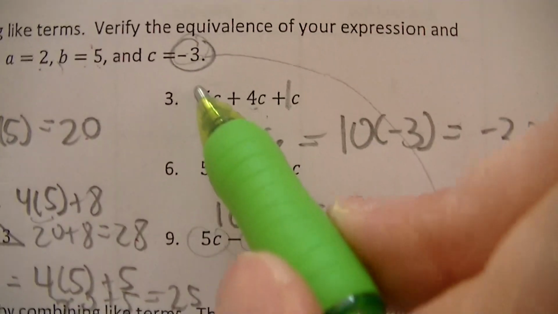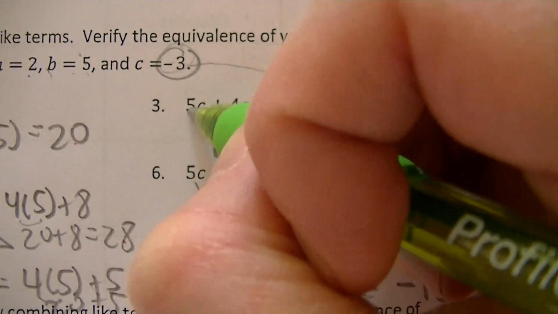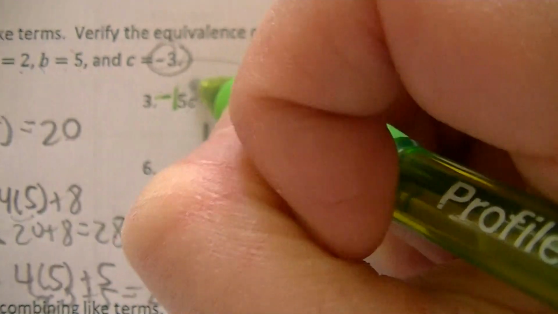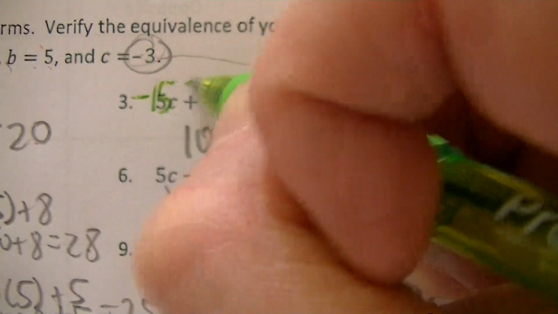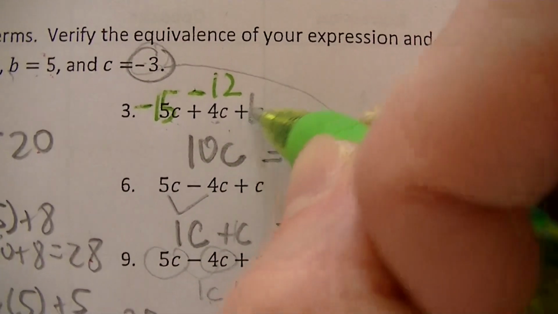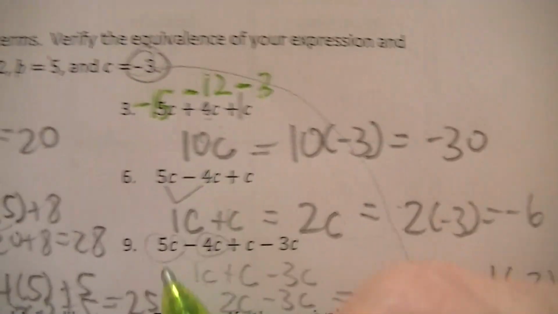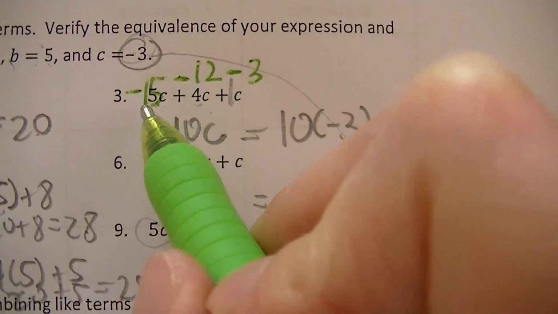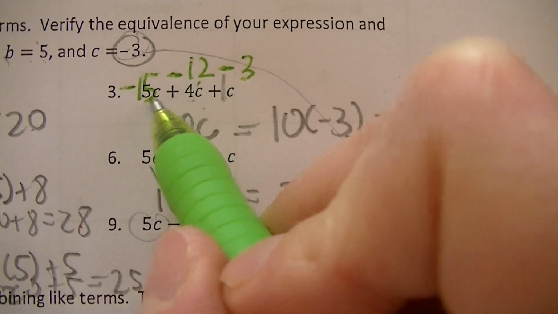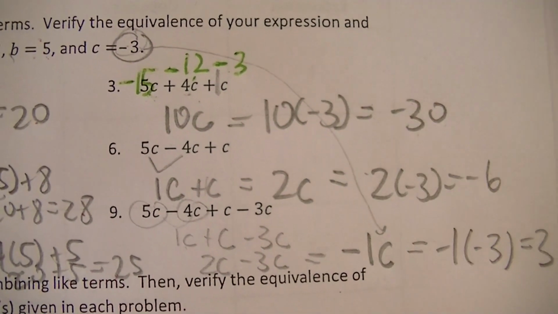Okay, these next 3, we substitute in a negative 3. So 5 times negative 3 is negative 15. Plus 4 times negative 3 is a negative 12. And then plus a negative 3. So negative 15 minus 12 is negative 27. Negative 27 minus 3 is a negative 30, which is what we got.